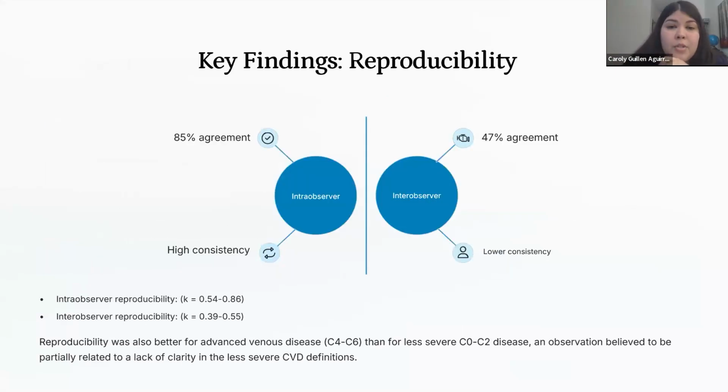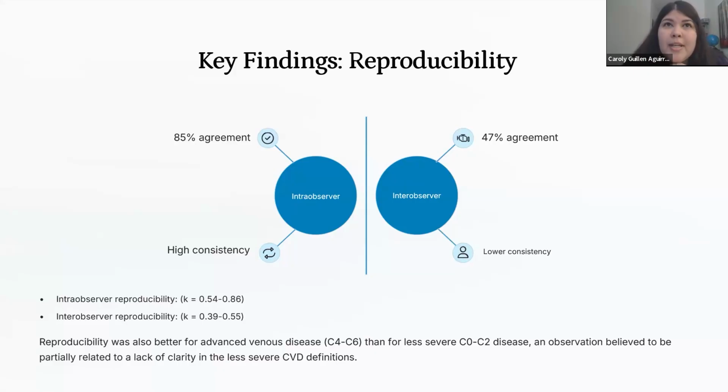The key findings of the study, as I mentioned, focus on the reproducibility, and they found that the intra-observer reproducibility was good with high consistency, 85% agreement, with a kappa coefficient of 0.54 to 0.86. However, the inter-observer reproducibility was low, with 47% agreement and a kappa coefficient of 0.39 to 0.55. Reproducibility was also better for advanced venous disease, C4 and C6, than for less severe disease.